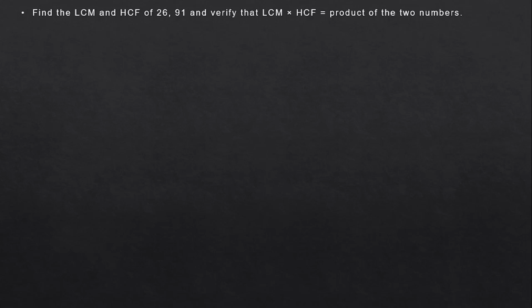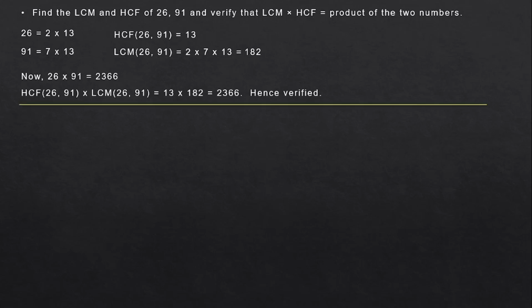The first question is, find the LCM and HCF of 26 and 91 and verify that LCM times HCF is the product of the two numbers. So first, prime factorization of the numbers. 26 is 2 times 13, 91 is 7 times 13. Therefore, the common factor is 13. The LCM is the product of all factors and their higher power. So the LCM is 2 times 7 times 13, which is 182. Now to verify, first we find the product of the two numbers, we get 2366. Next, we find the product of the HCF and LCM. We again get 2366. So it is verified.